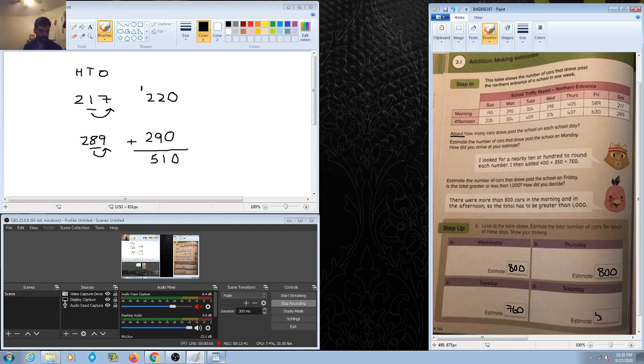You would probably see much fewer cars, being that it would be on a weekend. So that's why those Sunday and Saturday numbers are a little lower.